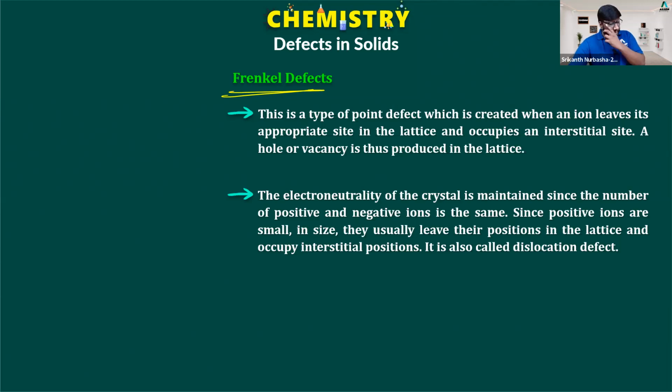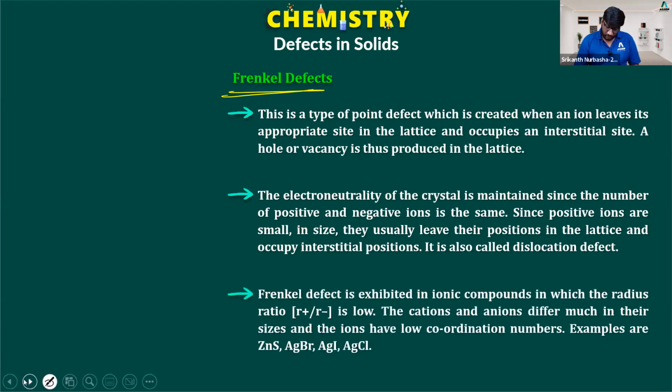Frenkel defect is exhibited by ionic compounds where the radius ratio is differed in size, because the cation has to occupy the interstitial sites. So if we have both cation and anion of equal size or almost equal size, then the interstitial sites cannot be occupied. So radius of cation by radius of anion should be low. Examples are ZnS, AgBr, AgI, AgCl. Radius of cation by radius of anion should be low.